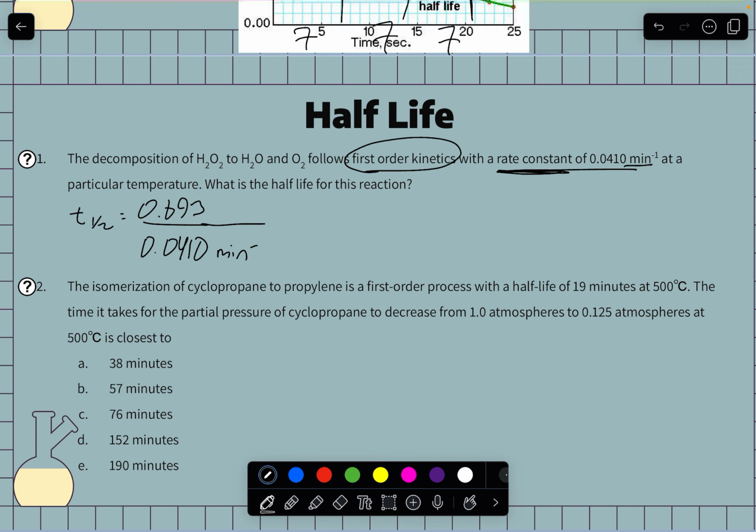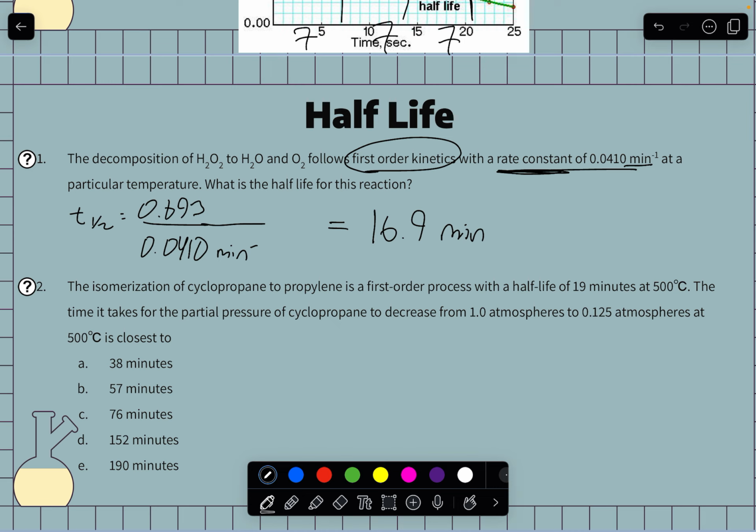So if we do that math, if we divide the two of those, we get 16.9. And then if we're dividing by a negative exponent, that exponent becomes positive. So our half-life is 16.9 minutes. Okay, so just following the equations, plugging things in, the math is not too difficult here.